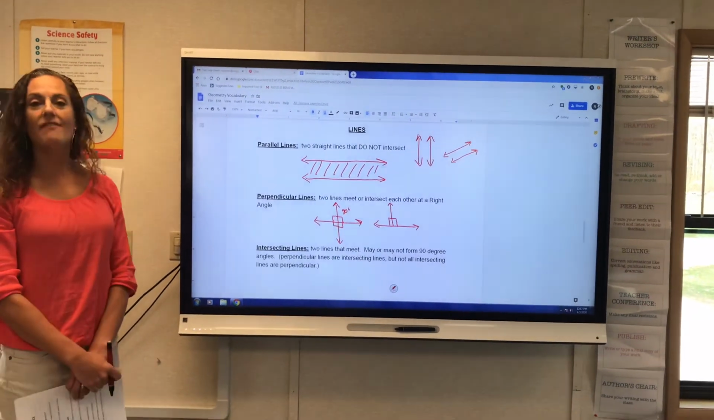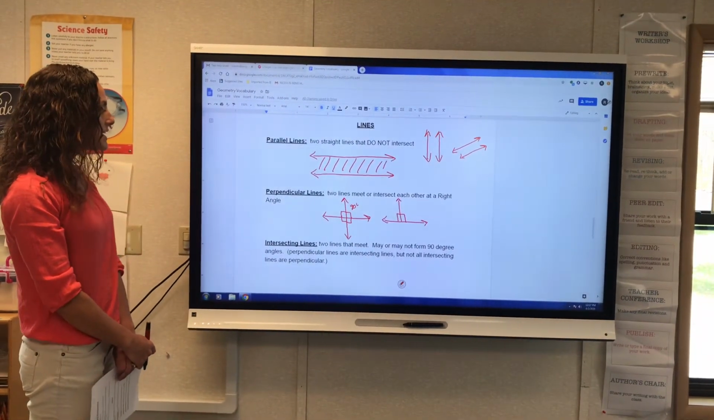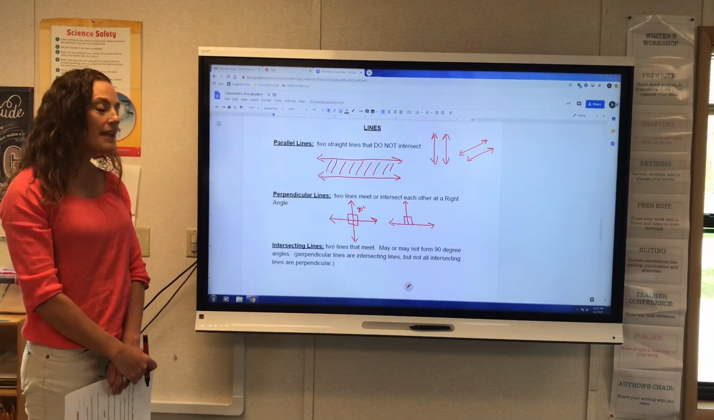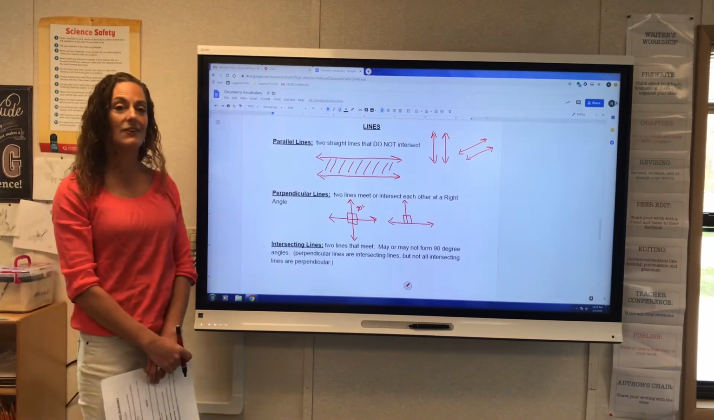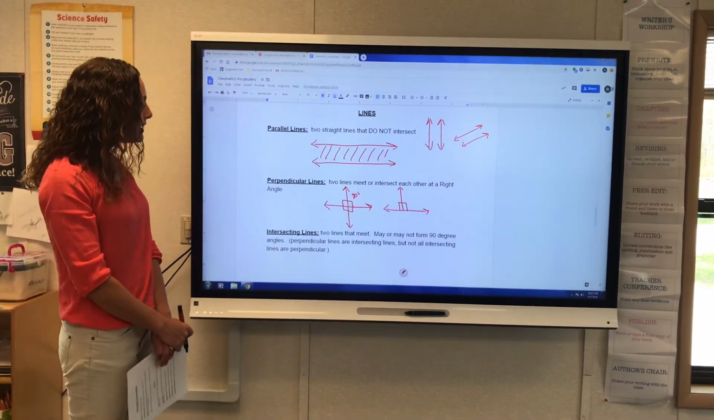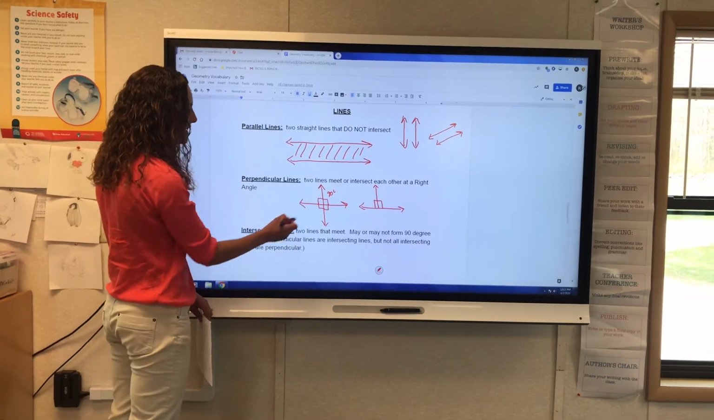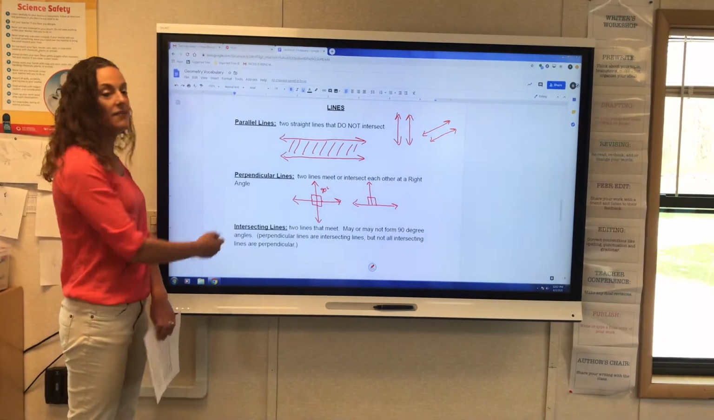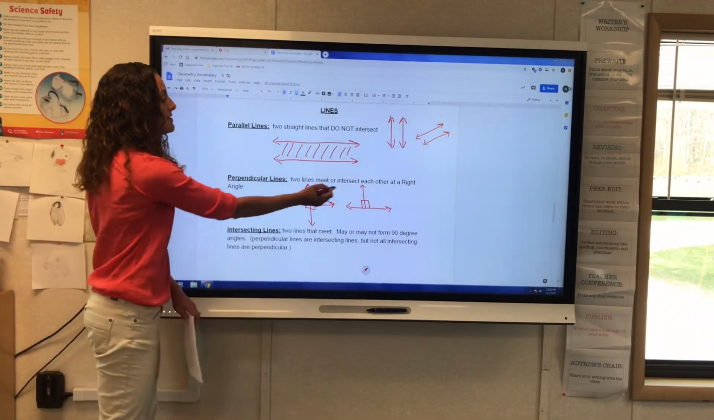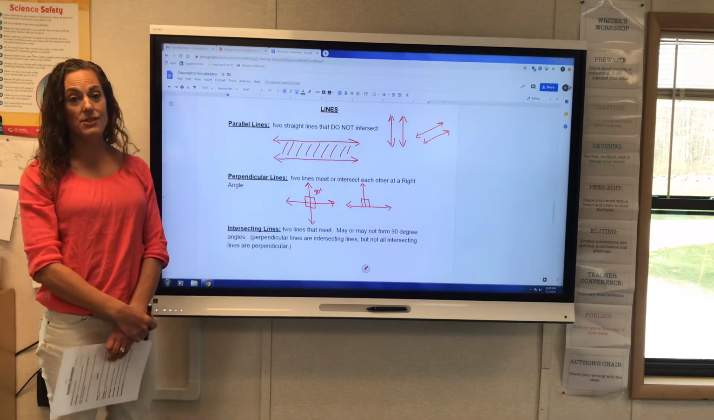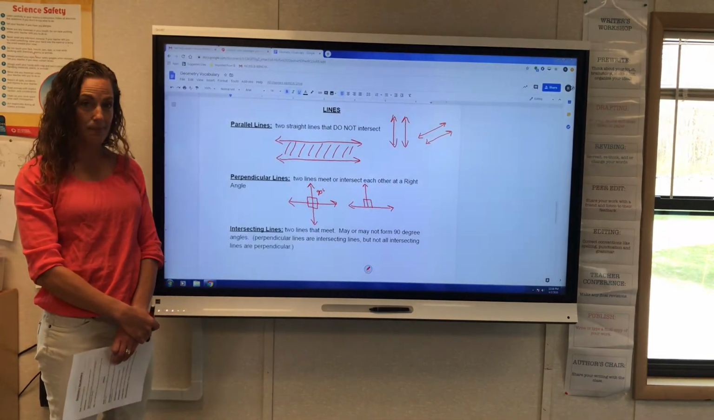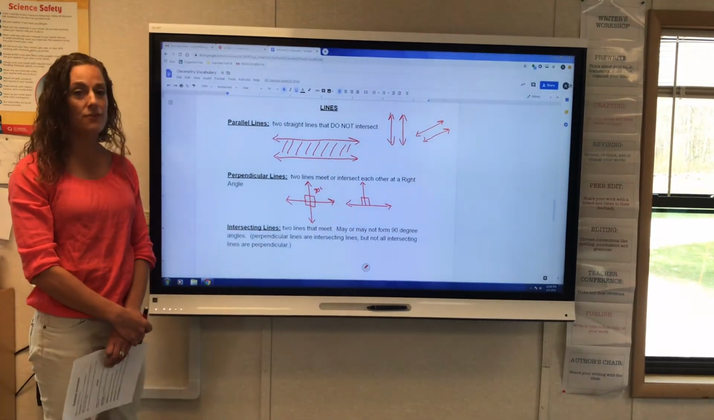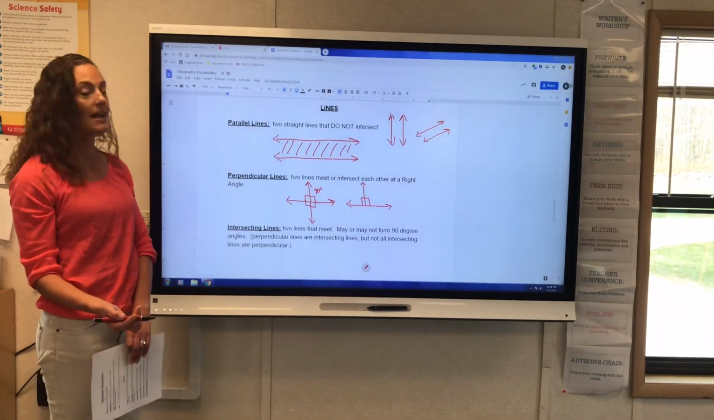And finally, we have intersecting lines. Intersecting lines are 2 lines that meet. They may or may not form 90-degree angles. So, for example, this here and this here is also an example of intersecting lines. We could say these are perpendicular. We can also call them intersecting, okay? However, intersecting lines don't have to form right angles. I'm going to show you an example of one that doesn't.